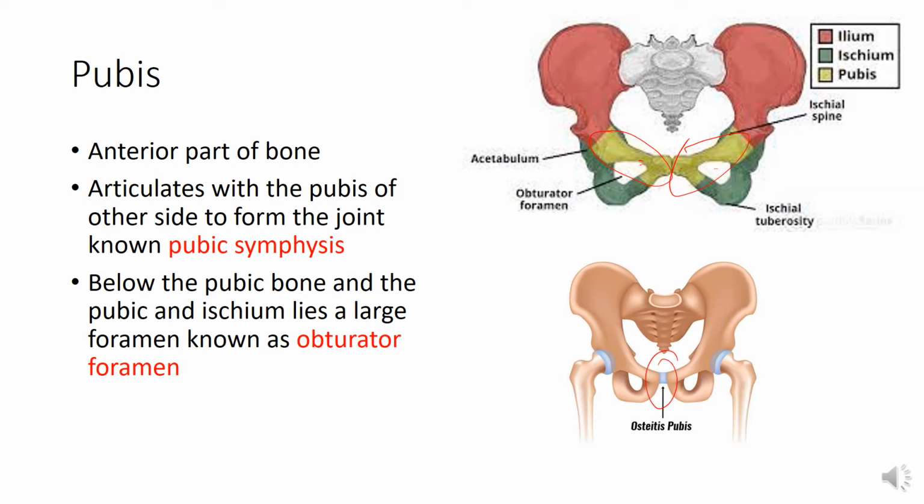Now below the pubic bone and between the pubis and the ischium lies a large foramen. This is known as the obturator foramen. Obturator foramen.